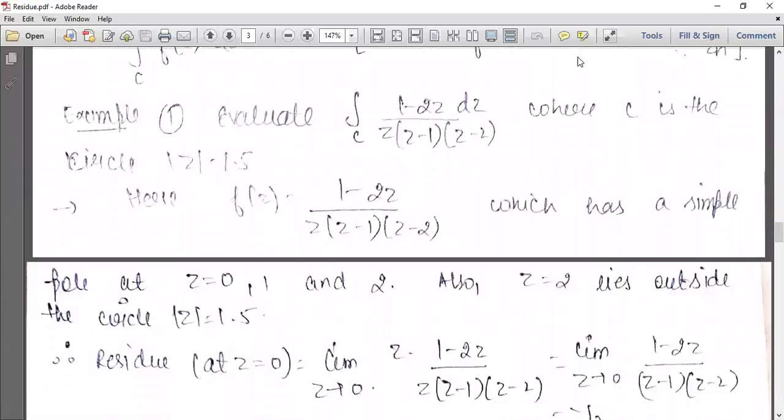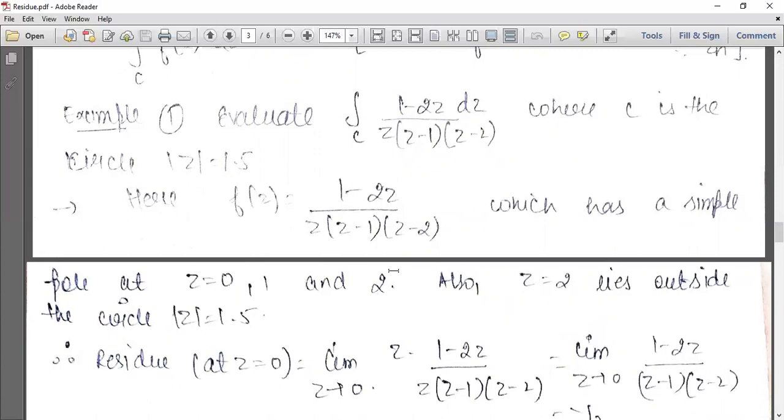So let's say the first example is: evaluate the integral over C of (1 minus 2z) dz divided by z into z minus 1 into z minus 2, where C is the circle mod z equal to 1.5. Okay, so let's start. My function is 1 minus 2z divided by z into z minus 1 into z minus 2. Now first we need to find the poles. So the poles will be given by putting the denominator equal to 0. So denominator equal to 0 will give you z equal to 0, 1 and 2.